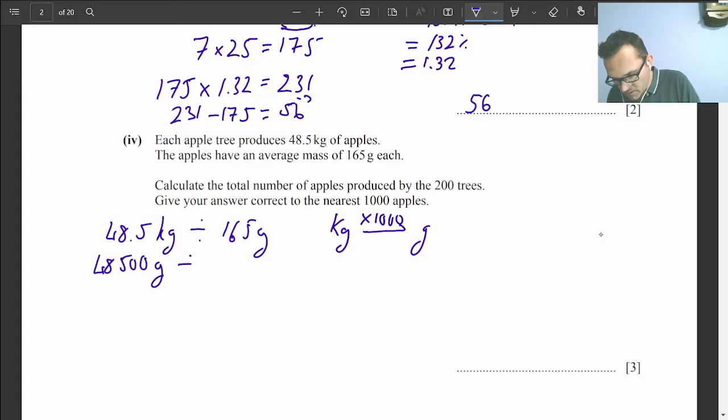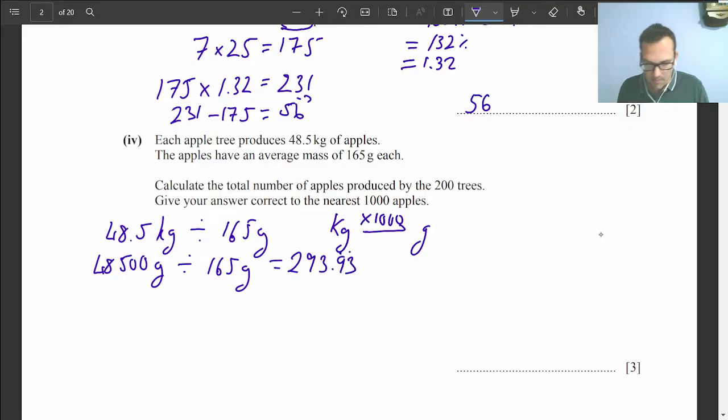so 48,500 grams divided by 165 grams, and there we get 293.93 recurring apples. So let's think carefully. Let's leave it like that. This is not our final answer. We are going to leave it like that. We don't need to round it yet.